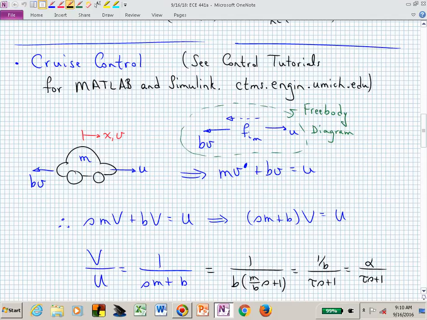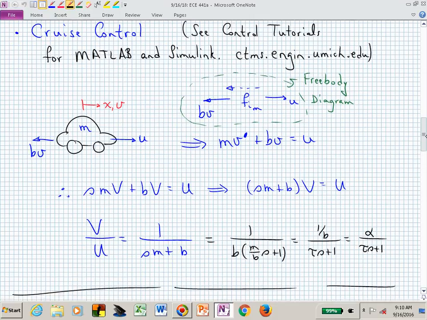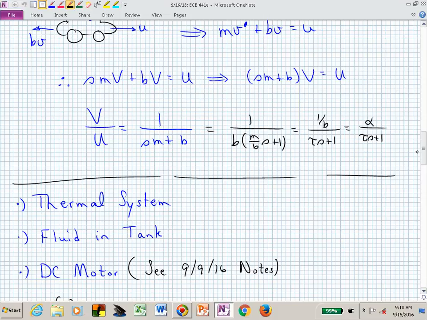And in this case, look at what falls out: alpha over tau s plus 1. The only difference between this first order system and the RC circuit is that our numerator coefficient is a little different, so our scaling is different. But it's still a first order transfer function, a mechanical system, and you could control this to give you the speed that you need so that you don't violate the law. Design a cruise control for this so that you have a nice, effective behavior. You can do this for a thermal system.